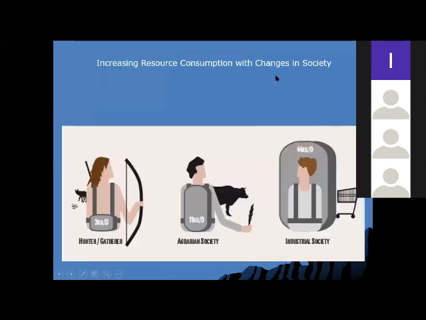Okay, but what has happened is actually resource consumption with change of society has increased. At the time of the hunter, the use was about 3 kilos per day per person. But in agrarian society it increased to 11 kilograms per day. But now in industrial society, 44 kilograms per day. High consumption has increased rapidly, and that has created problems like this.